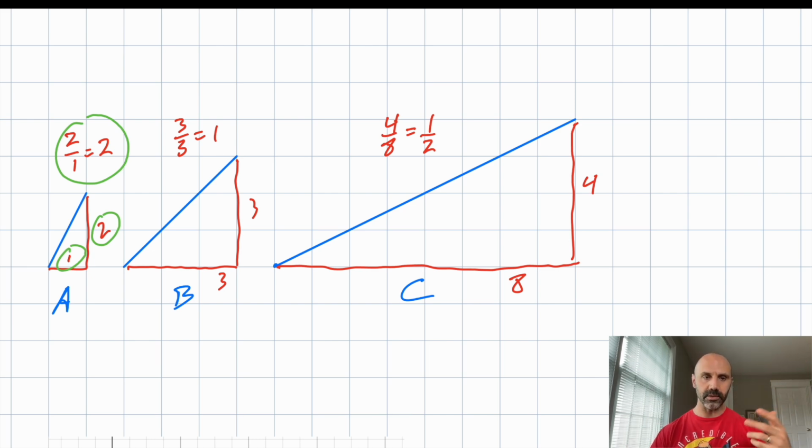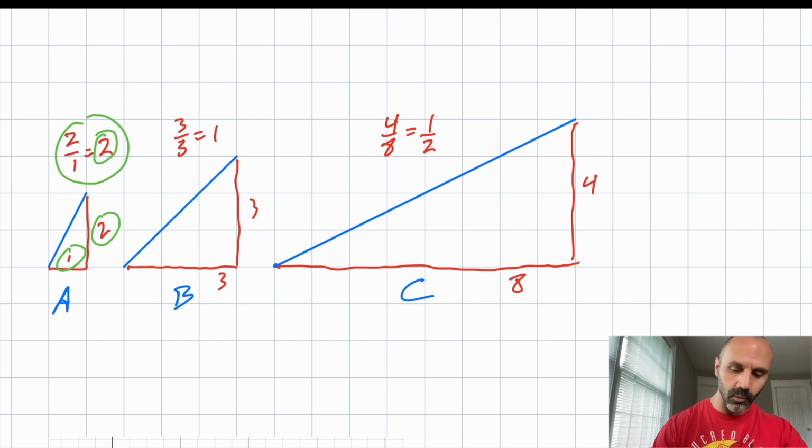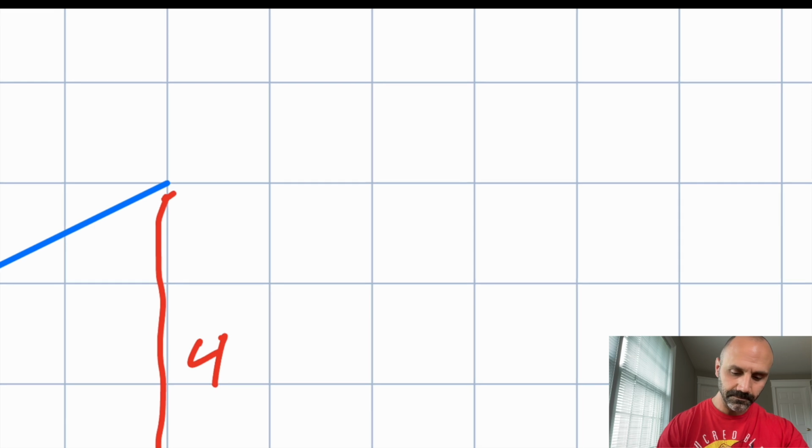But what does it mean? What is the meaning of this number 2? Here's what it means: for every 1 unit I move to the right, I go 2 units up. It's telling me how much vertical change there is for every 1 unit of horizontal change. It's positive 2, so that means I'm going up 2. This is how I want you to think about what slope is.